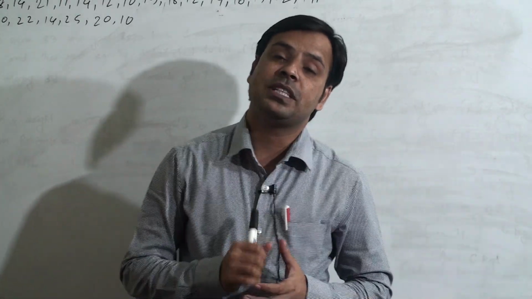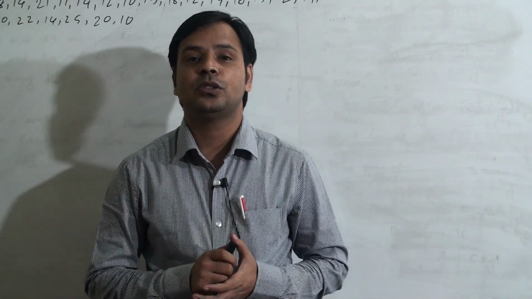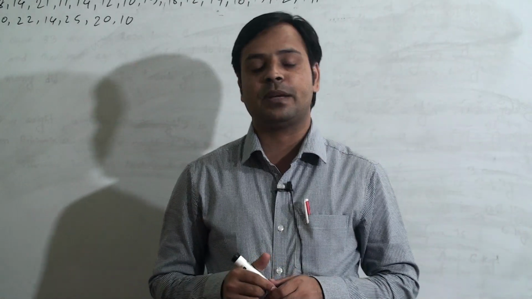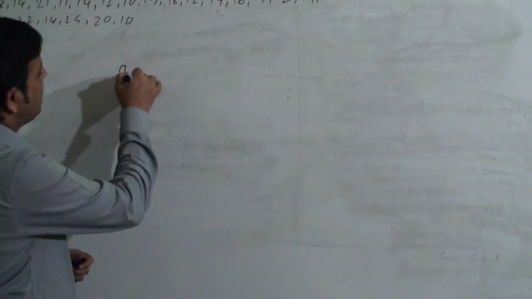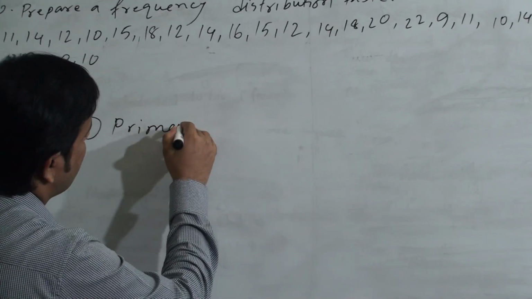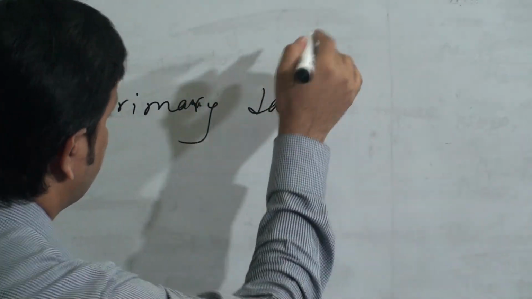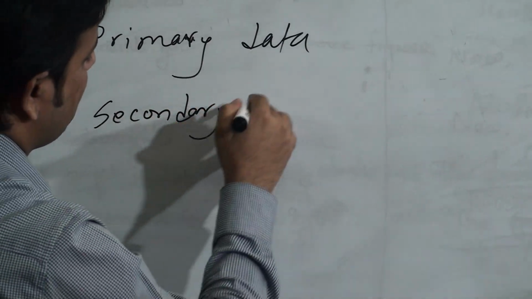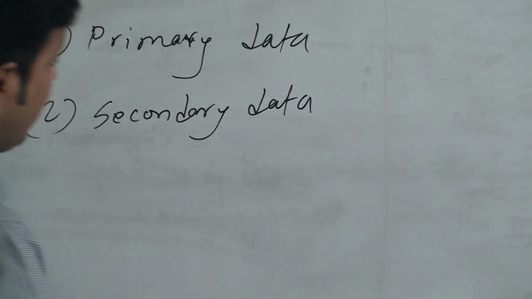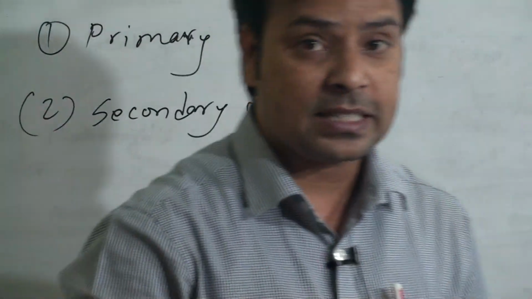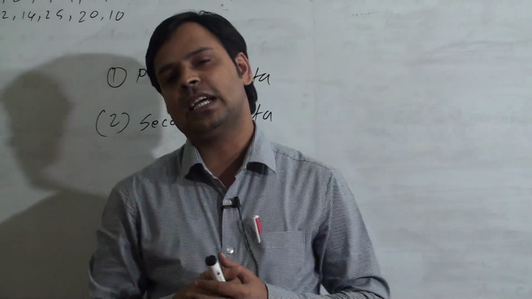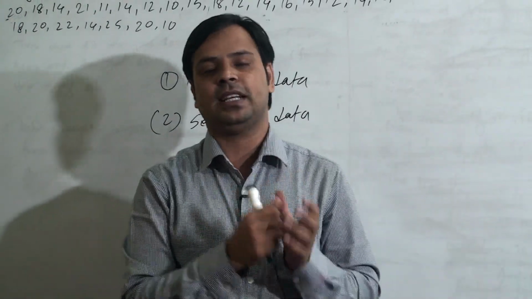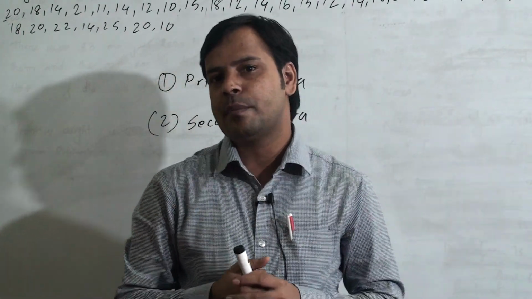The data can be divided in two ways depending on the collection. So we can say, depending on the collection, there are two types of data. One is primary data, and the second one is secondary data. What is primary data? Primary data means if any data is collected directly from the source, that data is known as primary data. Suppose if we collect data from our school, we can collect directly, and that data is known as primary data.